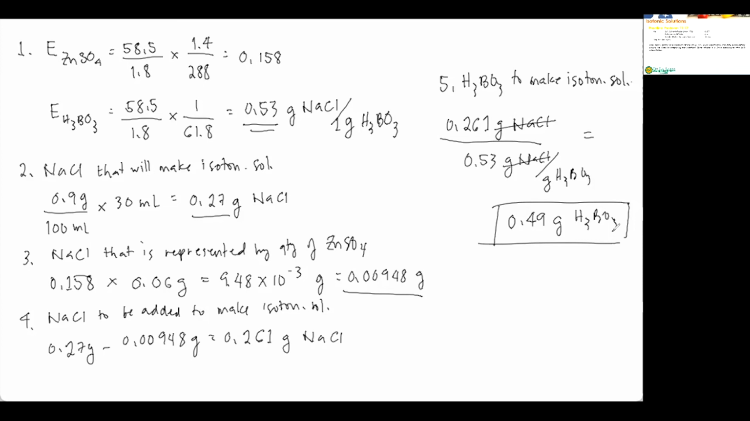Now let us try to solve another problem. In this particular problem, you can see that neither sodium chloride or boric acid is present in the formulation, but instead, potassium nitrate is used as a tonicity adjusting agent. There are some occasions when we need to consider the compatibility of the drugs that are present in the formulation in order to choose the appropriate tonicity adjusting agent.